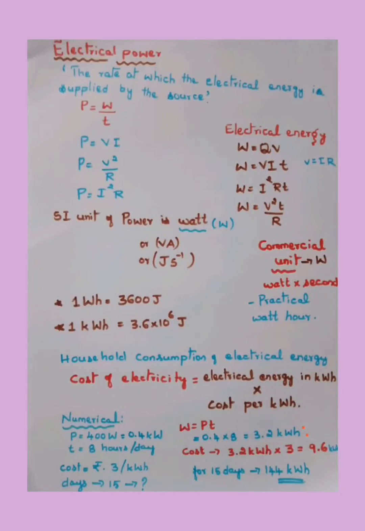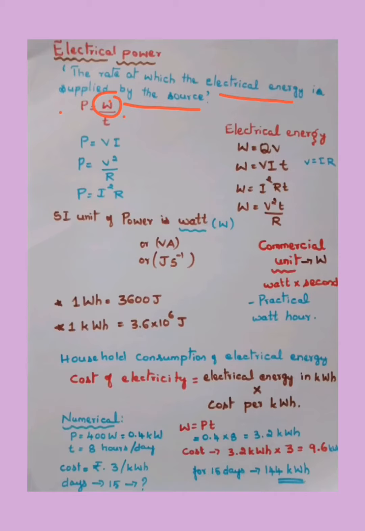On moving to the concept of electrical power, we learn the important points related to GPSTR exams and for TET. Electrical power is defined as the rate at which the electrical energy is supplied by the source. It is written by the formula P is equal to W by T. This W stands for electrical energy.